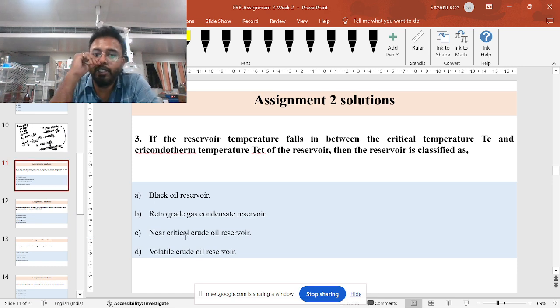Question 3. If the reservoir temperature falls in between the critical temperature Tc and the cricondentherm temperature Tct of the reservoir, then the reservoir is classified as option A black oil reservoir, option B retrograde condensate reservoir, option C near critical crude oil reservoir, and option D volatile crude oil reservoir. Any guesses?